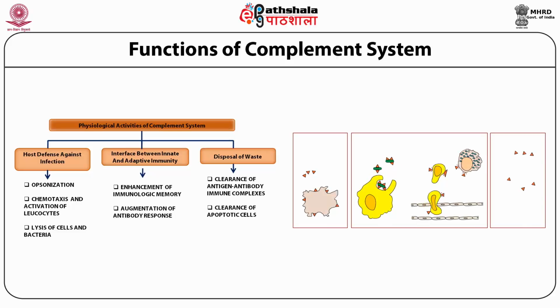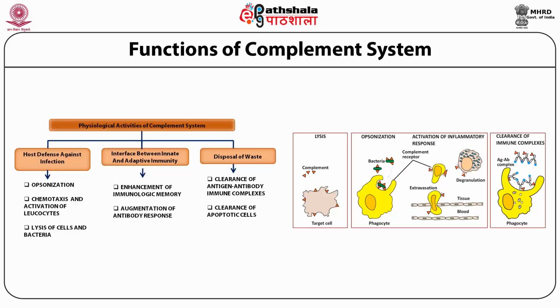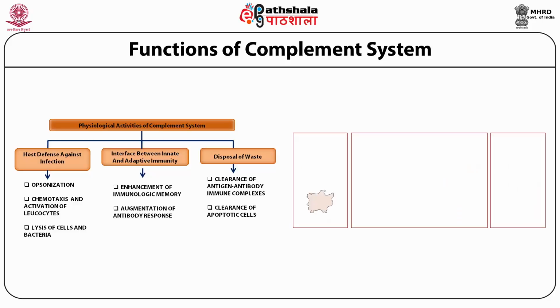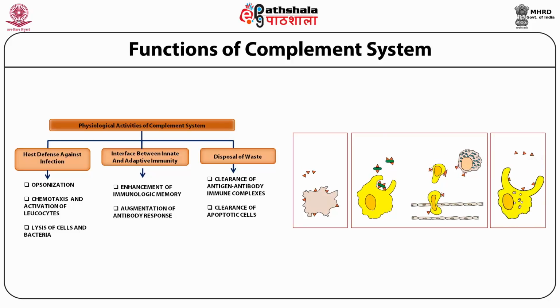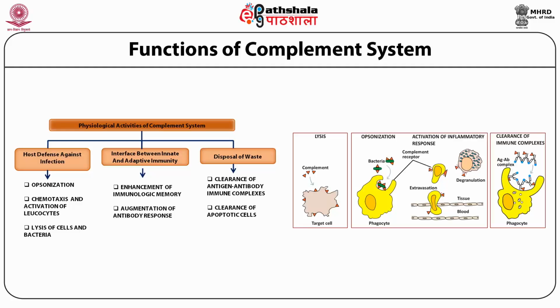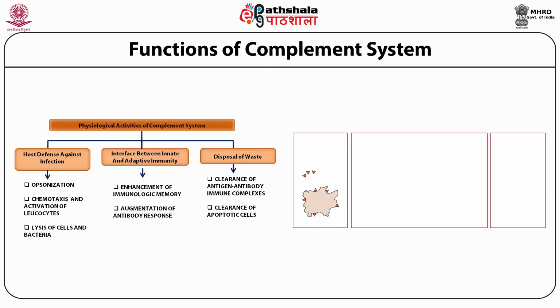augmentation of antibody response and enhancement of immunological memory, immune clearance by clearing antigen-antibody complexes from the circulation, and clearance of apoptotic cells, etc. Here you can visualize some of the key functions of the complement system that it performs.